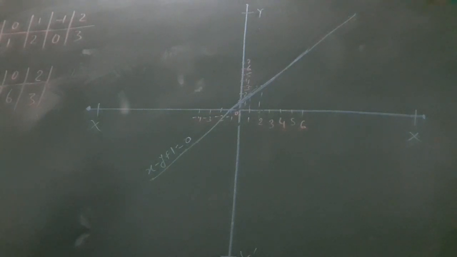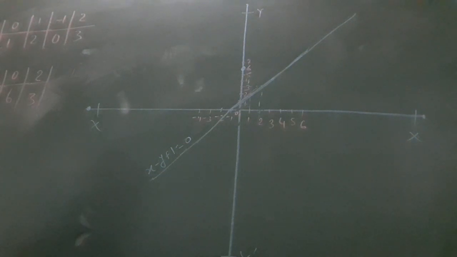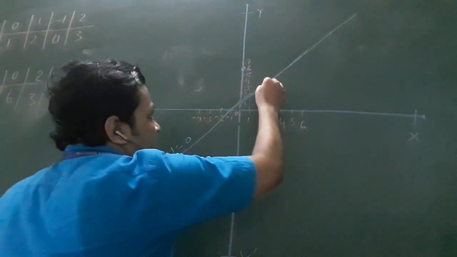Now second, x is 0, y is 6, this one, and x is 2, y is 3, this one.